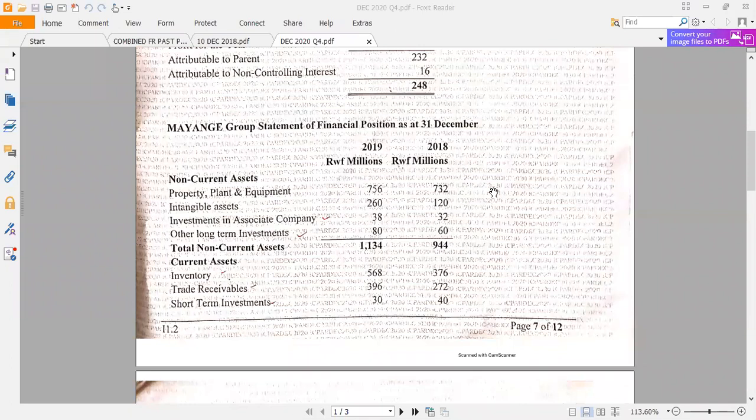Okay, so we are at non-current assets. Let's analyze these non-current assets. There is PPE. There is intangible assets. So we have both tangible and intangible. Take note of that. There is also investment in associate company, which means this consolidation had both parent, subsidiary, and associate. Other long-term investments, current assets, inventory, trade receivables. There is also short-term investments. Short-term investments are normally current assets.